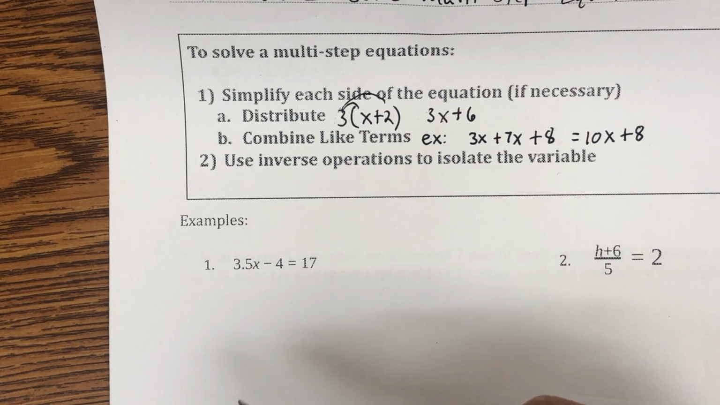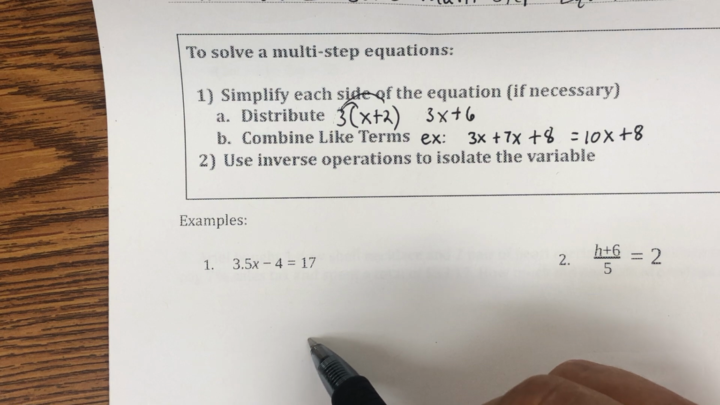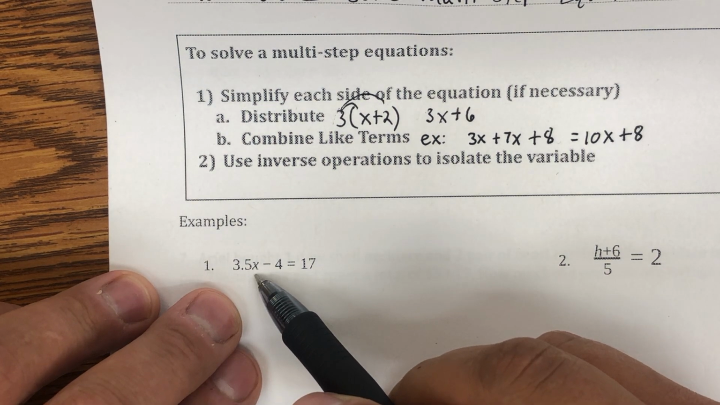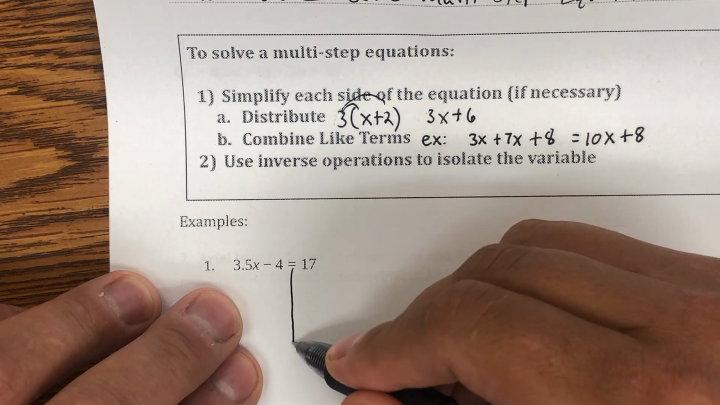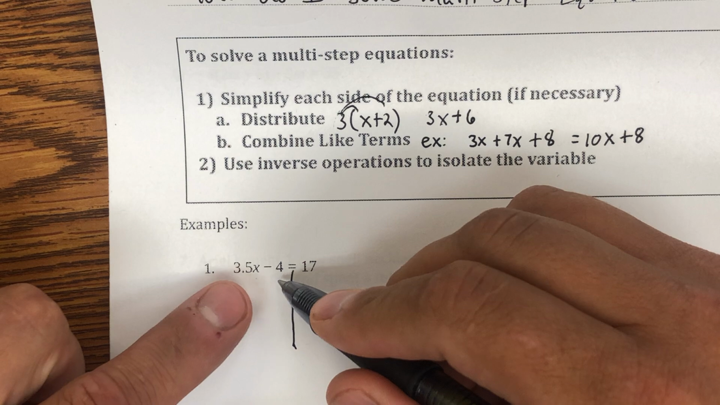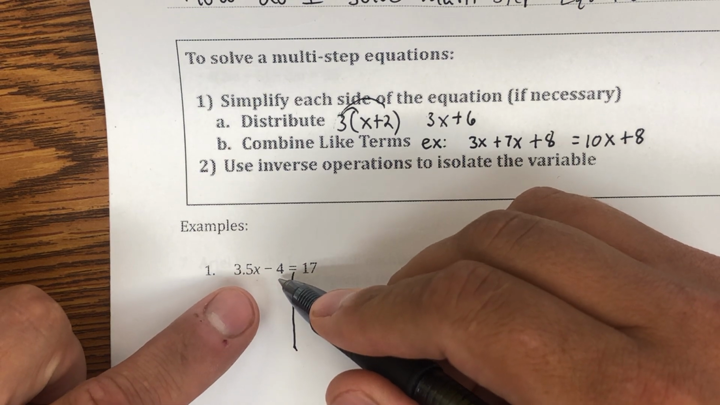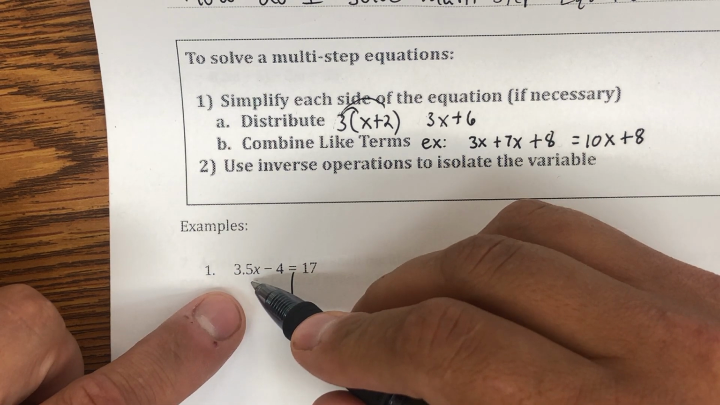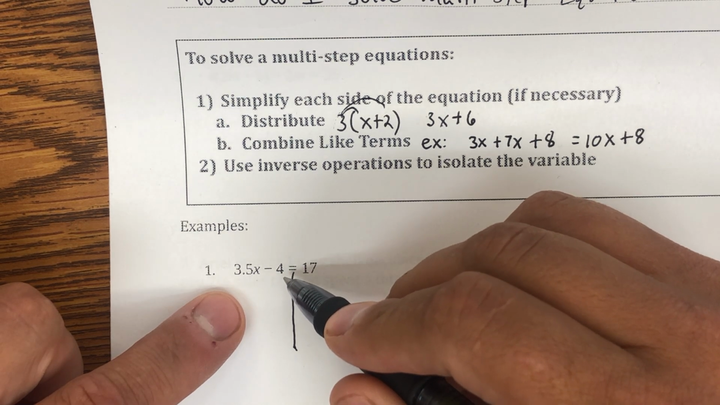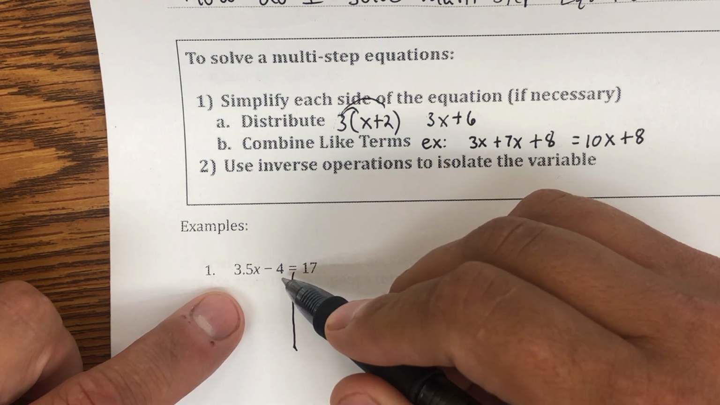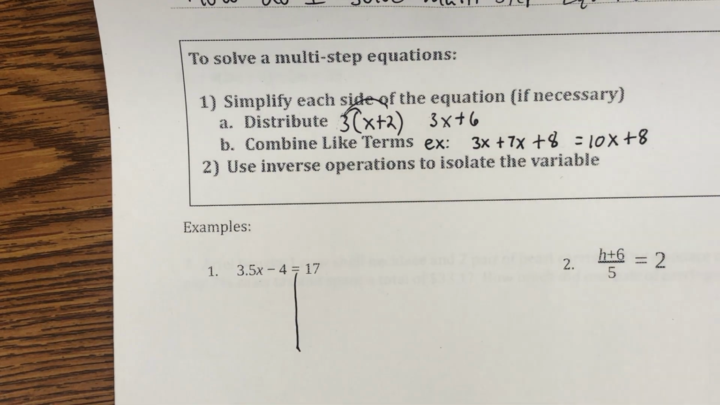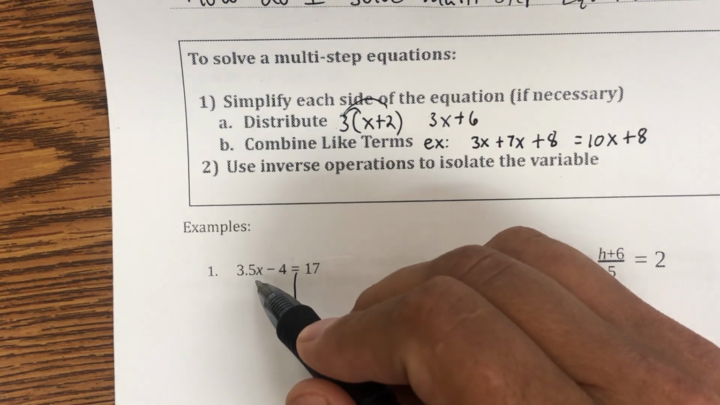Our first one says 3.5x minus 4 equals 17. So we have to isolate the x. In order to get the x by itself on that left side, is there any parentheses? No, I don't have to distribute. There's no like terms. I cannot combine those. I cannot put a 3.5x together with a 4. They'd have to both have an x with them, which they do not. So there's nothing for me to simplify. I'm just going to start using my inverse operations to get the x by itself.